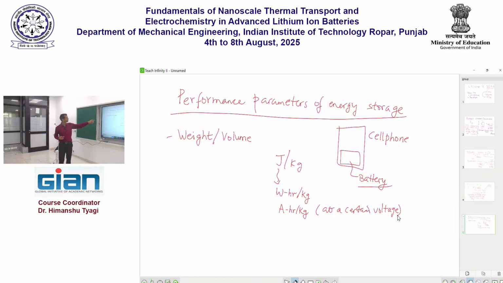Volume is another important consideration, because we all want small phones, right? Phones have become smaller and smaller. In the early 2000s, when the cell phones first came, if anybody remembers, it used to be like a brick. It was literally as heavy as a brick and as big as a brick, right? It has become smaller and smaller. It turns out that it has been very easy for people to miniaturize electronics. Electronics can be made smaller and smaller.